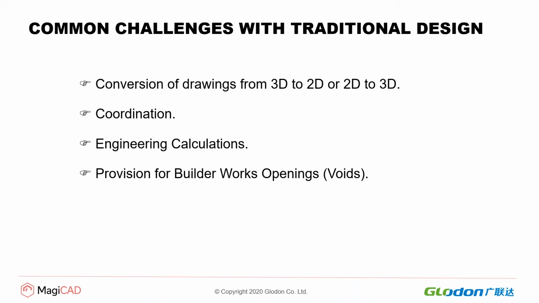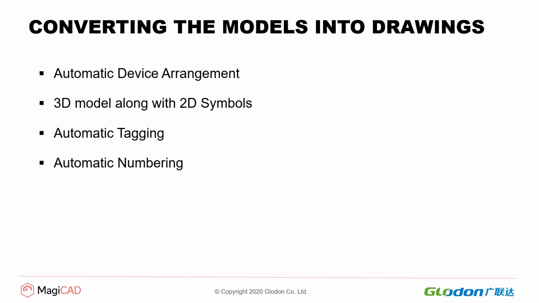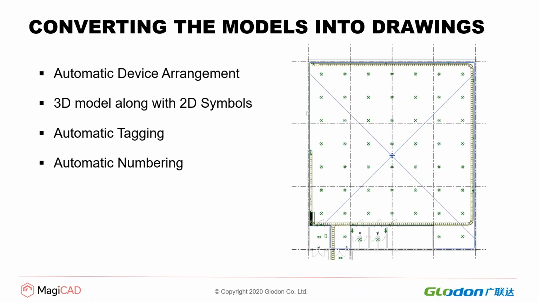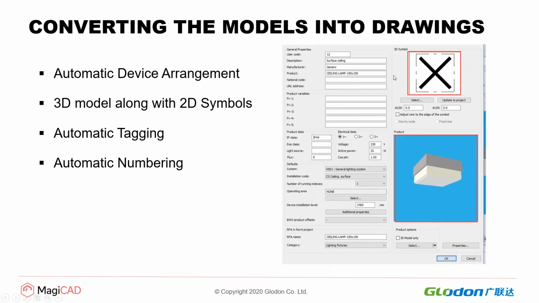Now I'm going to share with you guys how we're going to overcome all these problems, converting the models into the drawings. When you use MagiCAD, MagiCAD will do the device arrangement automatically based on the room area. So you don't need to separately pick and install every single device. If you pick a room, MagiCAD functions will help you to install the devices automatically.